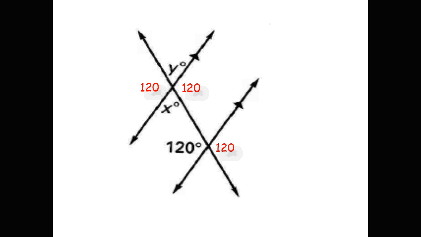Or just identify whether things are acute or obtuse. This obtuse angle here is 120, so all the obtuse angles are 120. And then we do 180 minus 120, and we get 60. All the acute angles will be 60. If we look at x, x is acute, so it'll be 60. If we look at y, y is acute, so it will be 60.